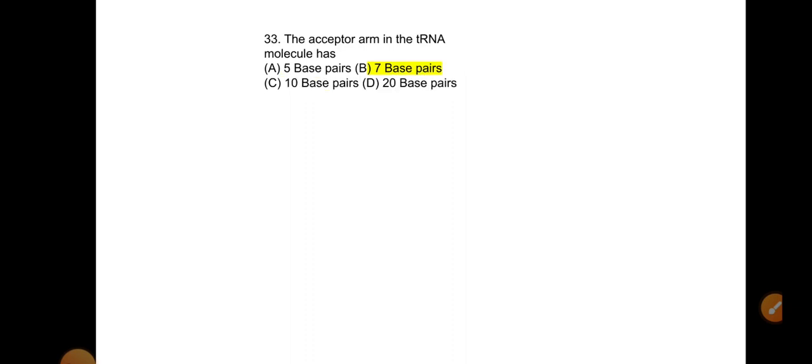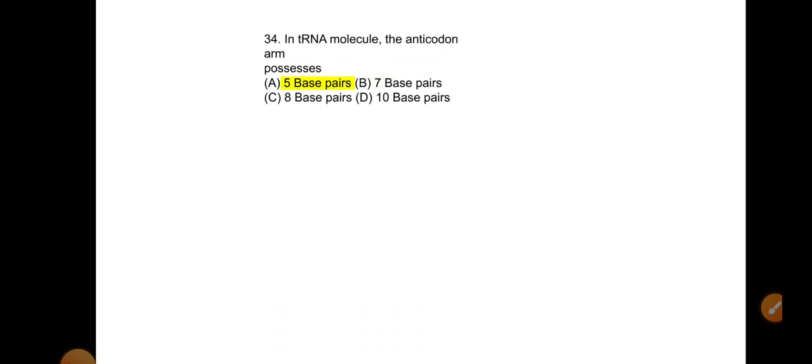32, in tRNA molecule, the D arm is named by the presence of the base uridine, D arm. The acceptor arm in tRNA molecule has 7 base pairs. In tRNA molecule, the anticodon arm possesses 5 base pairs. With this, you must have understood that for tRNA you have to remember the structure. 35, T-psi-C arm has T, pseudouridine and C.